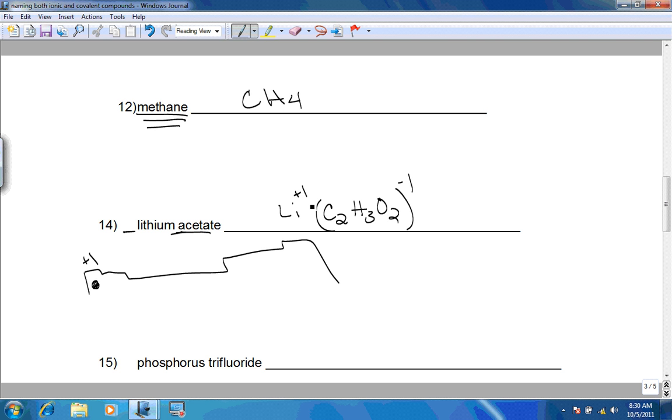That never changes. Crisscross. And you have lithium 1, C2H3O2 1. Or you could just write LiC2H3O2 and be done.